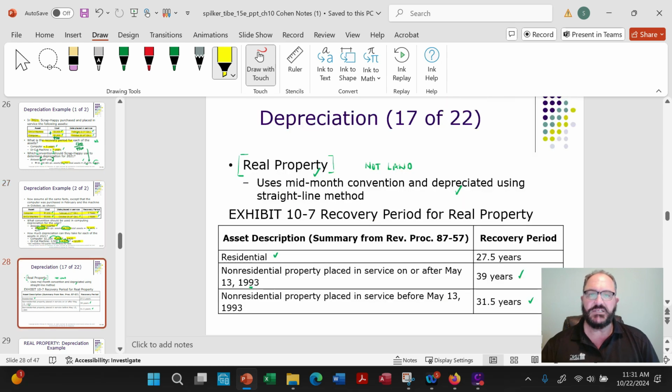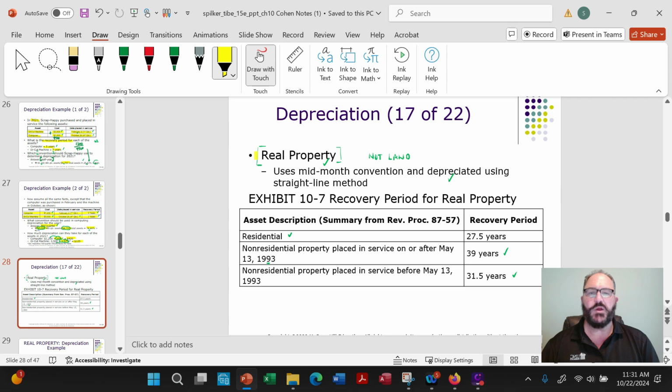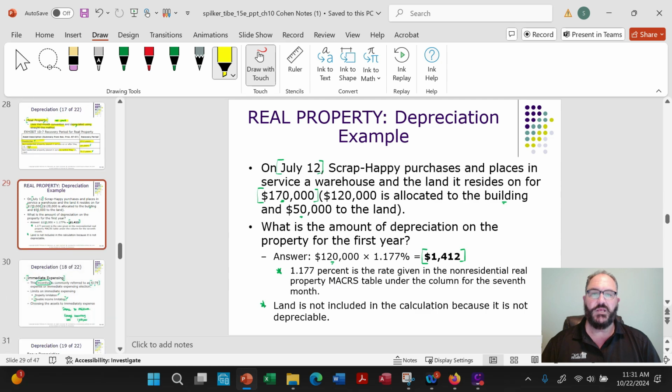All right, next item. What about if we have real property? Real property, not land, the property. It uses mid-month convention and depreciation using straight line. So if it's residential, it's 27.5 years. Non-residential, before May 1993, you use 31.5. After May 1993, you use 39. Notice mid-month convention. Okay, again, a little different.